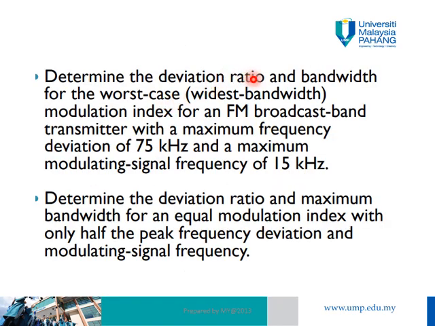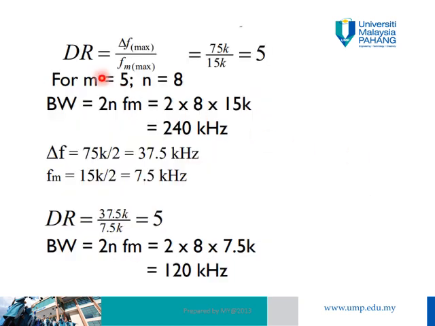Determine the deviation ratio and bandwidth for worst case widest bandwidth modulation index for an FM broadcast band transmitter with a maximum frequency deviation of 75 kHz and a maximum modulating signal frequency of 15 kHz. Determine the deviation ratio and maximum bandwidth for equal modulation index with only half the peak frequency deviation and modulating signal. So DR equal to delta F over Fm.